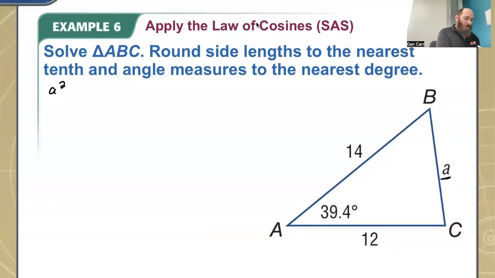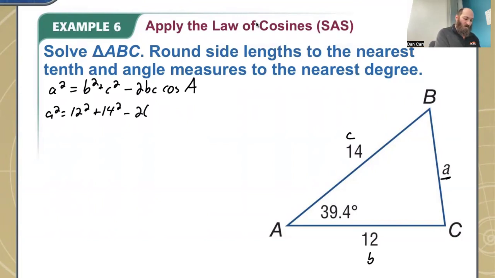So I know that I can set it up as A squared is equal to B squared plus C squared minus 2BC times the cosine of A. So I've got all of those pieces. I've got B, C, and A there. Okay, so this will be B, and then this will be C. So A squared is equal to B squared plus C squared minus 2 times B times C times the cosine of 39.4. So it's a matter of order of operations.